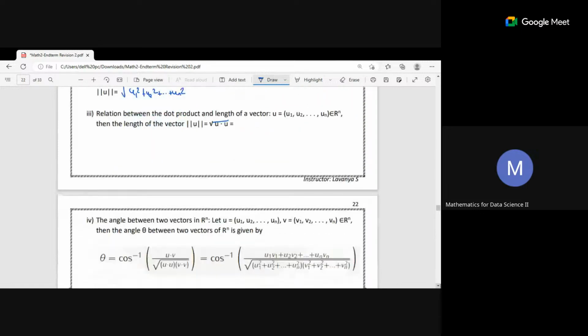Okay, fine. An angle between two vectors, theta equal to cos inverse of u dot v by square root of u dot u into square root of v dot v, which is norm u into norm v. The denominator is norm u into norm v. Okay, fine.